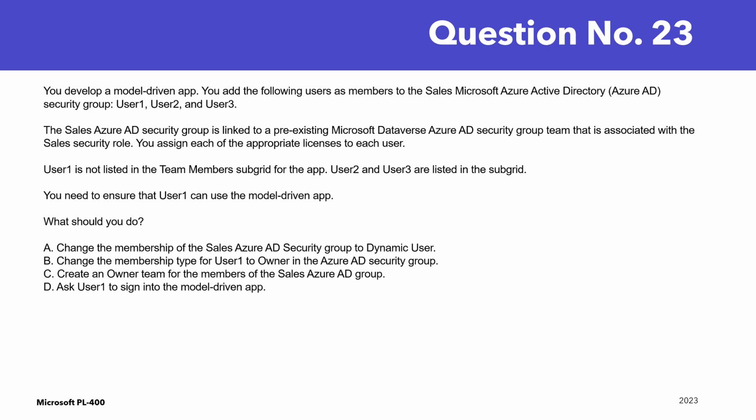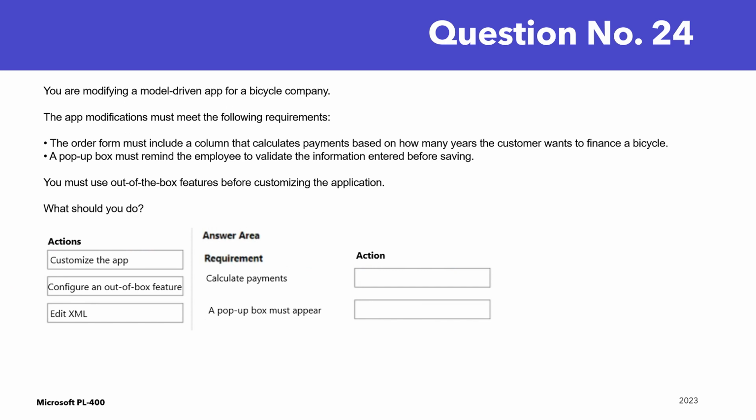D. Ask User 1 to sign into the model-driven app. Correct answer, D. You are modifying a model-driven app for a bicycle company.